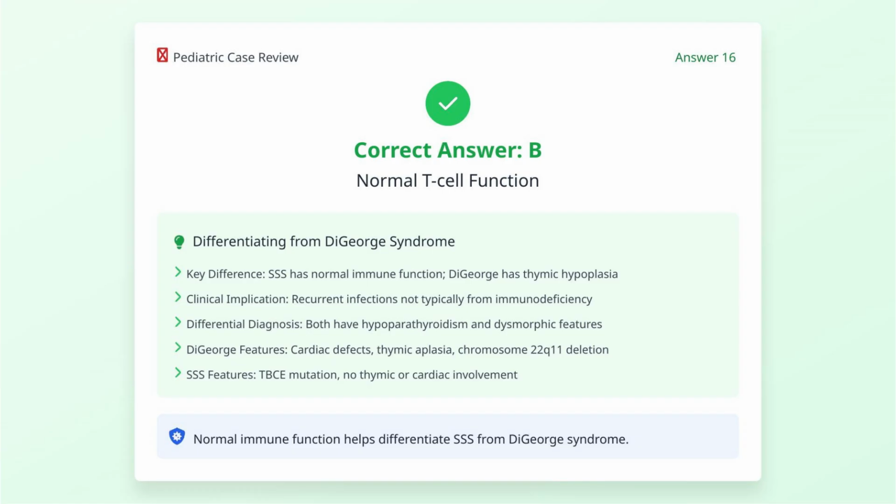The correct answer is B, normal T-cell function. Sanjad-Sakati syndrome has normal immune function, distinguishing it from DiGeorge syndrome, which has thymic hypoplasia. Both conditions share hypoparathyroidism and dysmorphic features, but DiGeorge includes cardiac defects, thymic aplasia, and chromosome 22 deletion. TBC mutation causes Sanjad-Sakati syndrome.